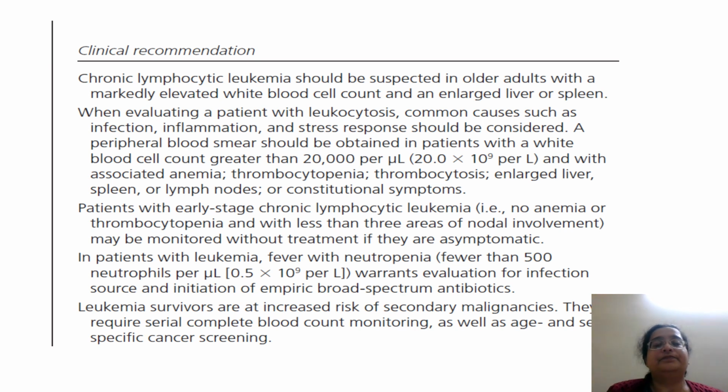The second point that the author states is that when evaluating a patient with leukocytosis, common causes such as infection, inflammation, and stress response should be considered. A peripheral blood smear should be obtained in patients with a WBC count of 20,000 per microliter, and when other findings like anemia, thrombocytopenia, cytosis, or organomegaly are associated. So this is a very general point.